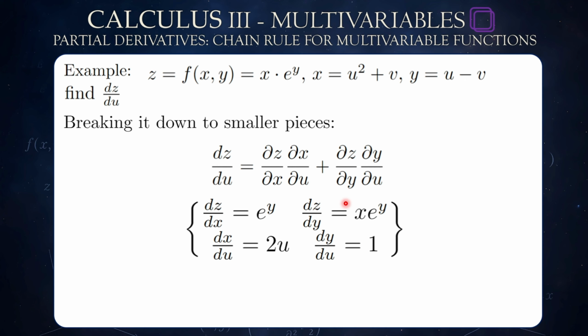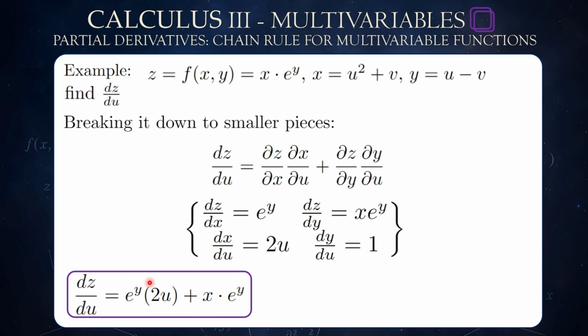Then you multiply them together. So you get dz over du is equal to e^y times 2u, which is dz dx times dx du, plus dz dy times dy du, x e^y.